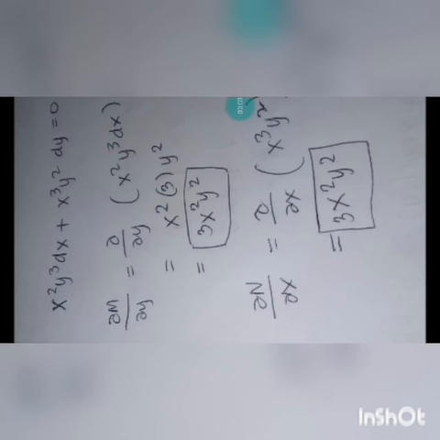Our next example is x squared y cubed dx plus x cubed y squared dy equals 0. So here, we first check the exactness. Partial of M with respect to y equals partial of x squared y cubed dx with respect to y. So we get 3x squared y squared. On the other side, partial of N with respect to x equals partial of x cubed y squared. So the answer is 3x squared y squared.